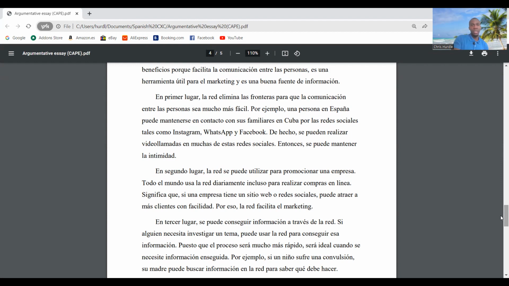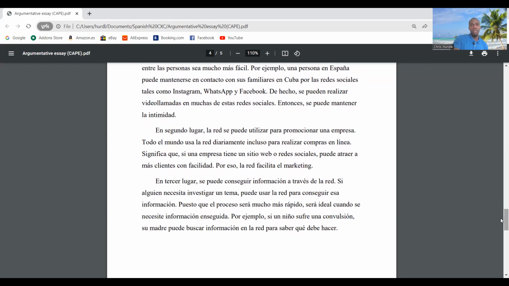Significa que si una empresa tiene un sitio web o redes sociales, puede atraer a más clientes con facilidad. It means that if a business has a website or social media, it can attract more customers easily, right? Por eso la red facilita el marketing. Therefore, the internet facilitates marketing.